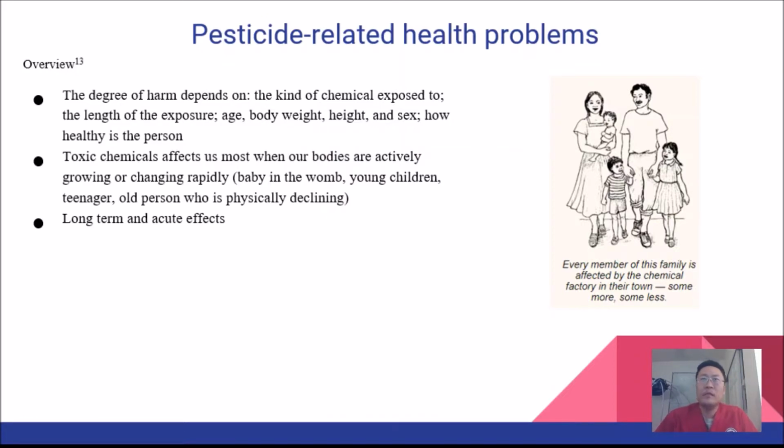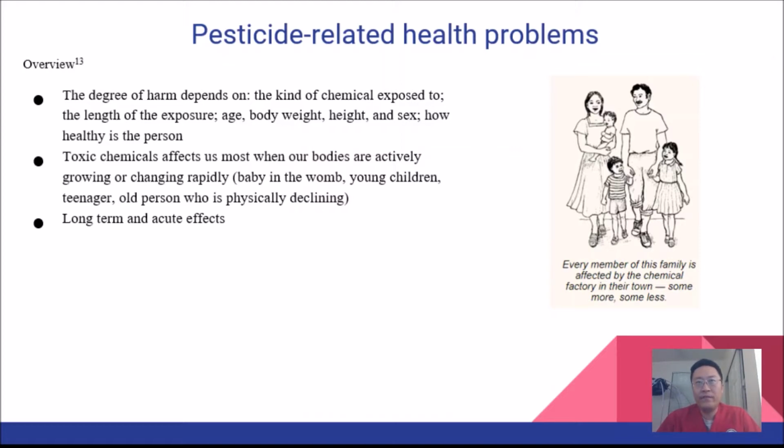So the degree of harm depends on several factors. Depend on the kind of chemicals that we are exposed to, the length of the exposure, the age, body weight, height, and sex of the person who is exposed, and how healthy the person is. These are kind of common sense for us to know: if the person is bigger and taller, have more mass in his body, that means it takes more poison to affect that person. And vice versa, if the person is very healthy, then he is probably more resistant to poison.